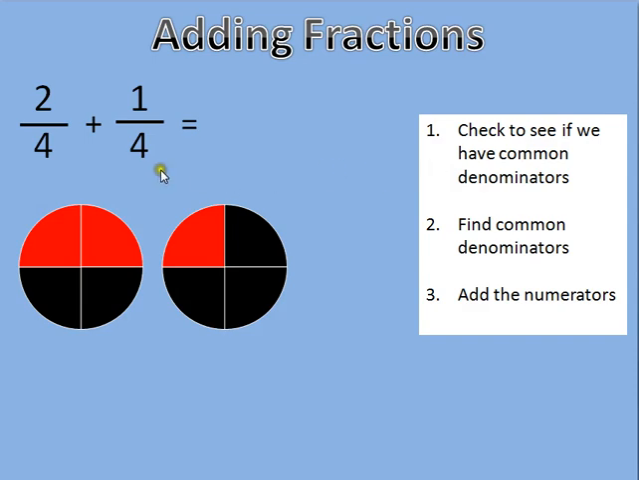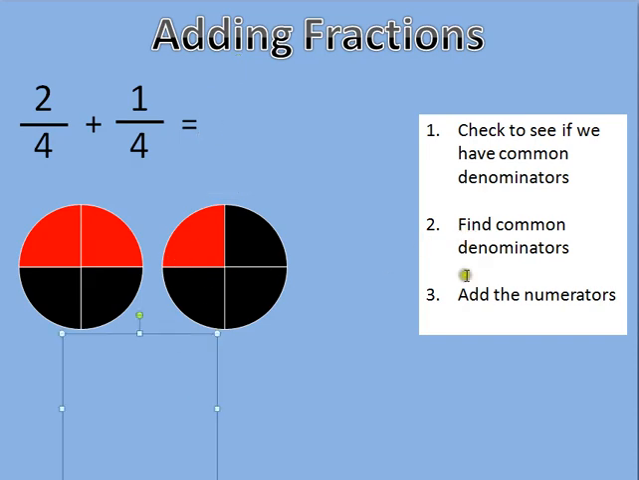Now the denominator is the number on the bottom of our fraction. That's how many pieces our whole is broken up into in all. So in 2/4, the 2 is red, and the fourths, because there are 4 equal pieces altogether. And in 1/4, the 1 is red in our numerator, and the bottom number, the denominator, is how many there are altogether. Now in this case, 2/4 and 1/4 have the same denominator.